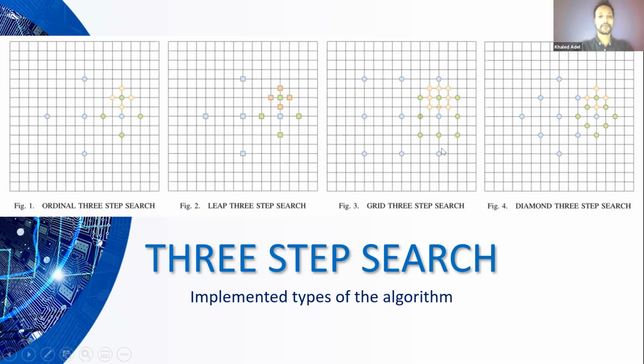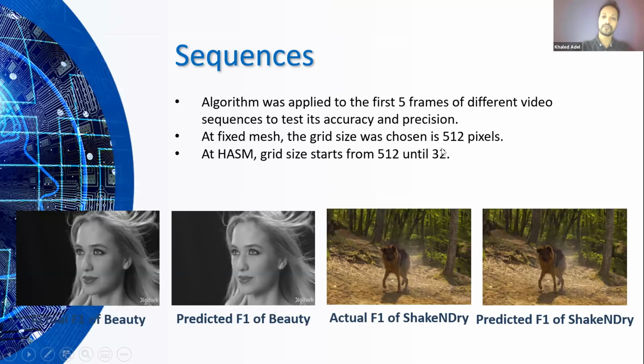Okay. Moving to the sequences that have been used. We have tested 6 sequences. We have put a sample in this presentation. The first one was called beauty. The second one called shake and dry. The algorithm was applied to the first 5 frames of every video sequence at a fixed mesh and adaptive mesh, 512 pixels as fixed, and splitting further to 32 in the adaptive mesh structure.